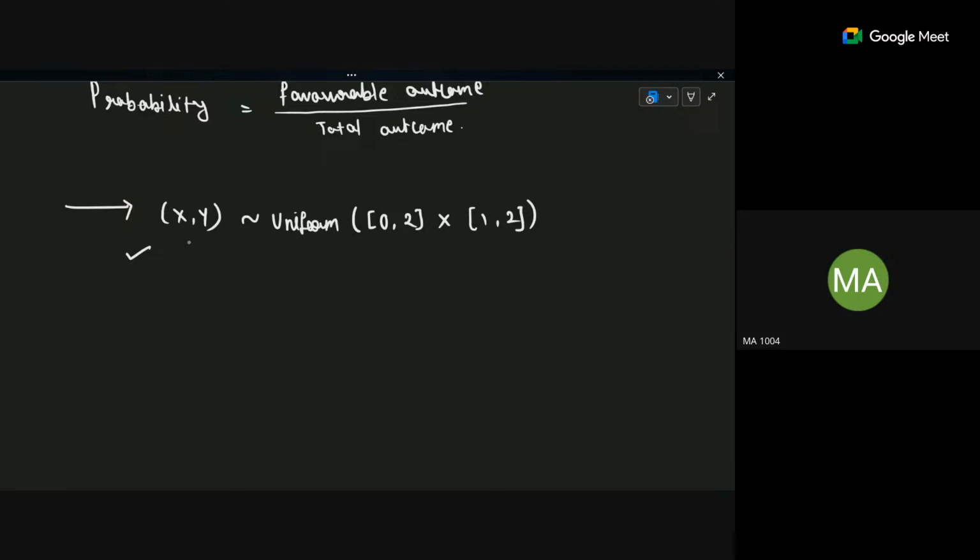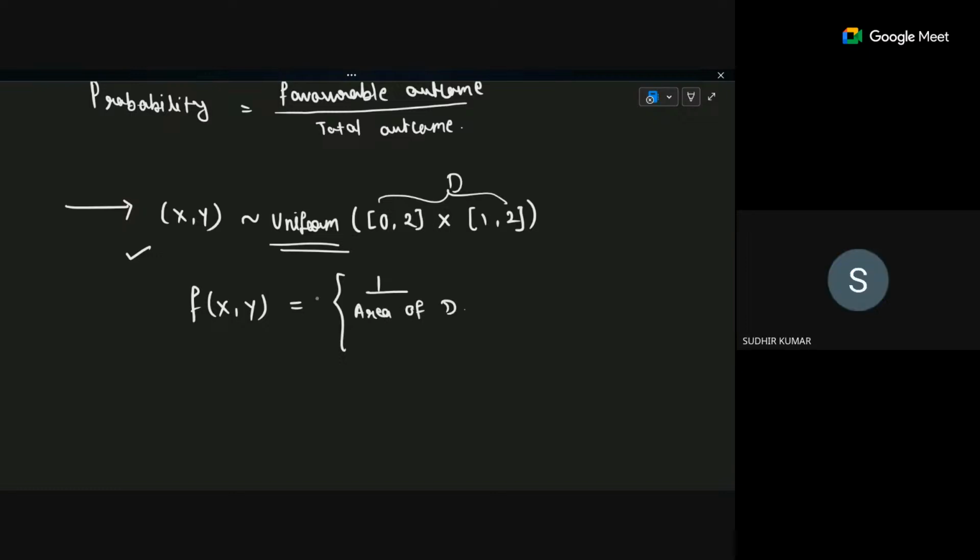Whenever x and y are random variables which follow a uniform distribution, then the joint density, that is f of x, y, is given by 1 upon the area of the region. Let's say this one is your D. 1 upon area of D for (x, y) belonging to this region D, and 0 otherwise.